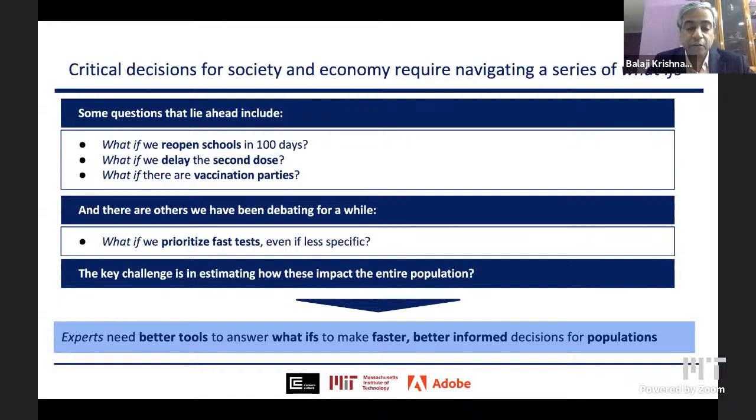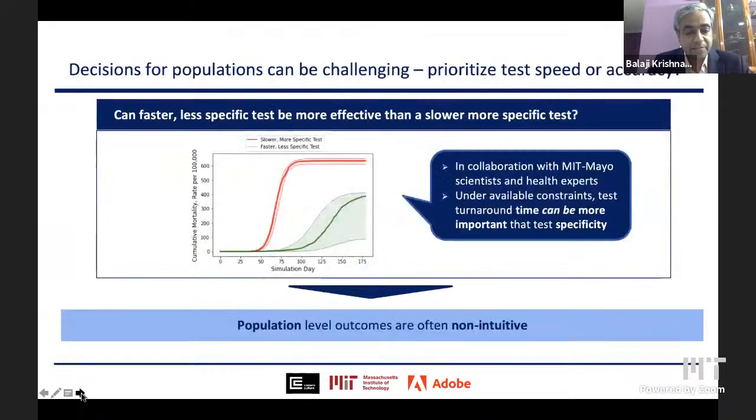What kind of effects would it have on the COVID-19 spread, right? So these are all questions that we need to answer. And before vaccines, we had this question about whether we should prioritize a faster but less specific test in favor of a test that has a higher turnaround time, but is much more specific. So the key challenge in estimating all of these is that the phenomenon that we are trying to model is very complex, and we really need very good tools to make very fast and better informed decisions. Right? That's the need of the hour. Maybe we can go to the next slide.